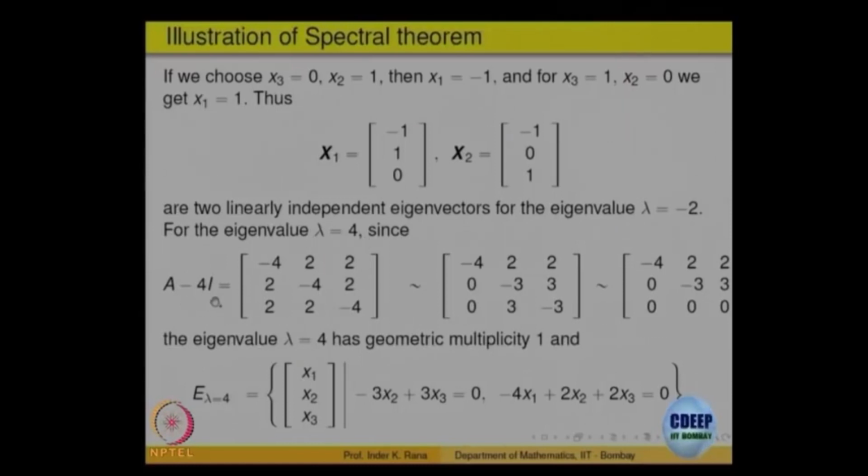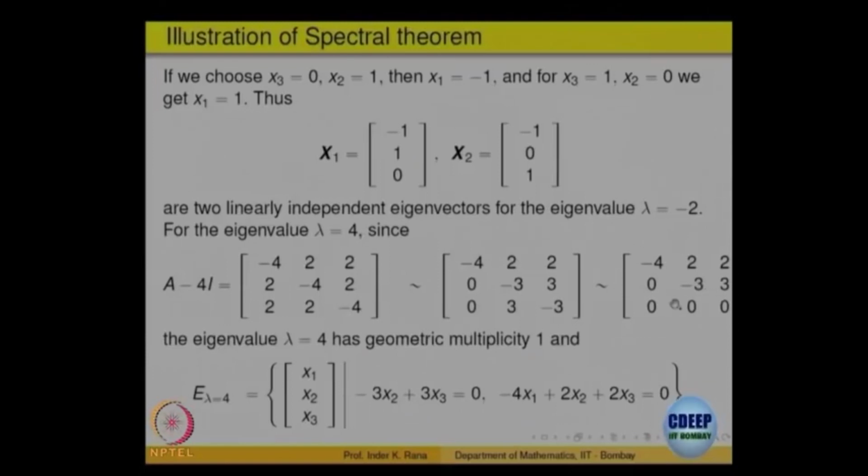So, A minus lambda I. Along the diagonal it becomes minus 4. Reducing it to row equivalent form, it comes out like this. So, one row is 0, and 2 rows are non-zero. So, the rank of this matrix is equal to 2, and nullity is equal to 1. So, only a one dimensional null space. So, you can find that.